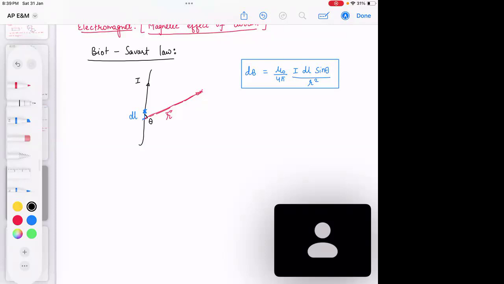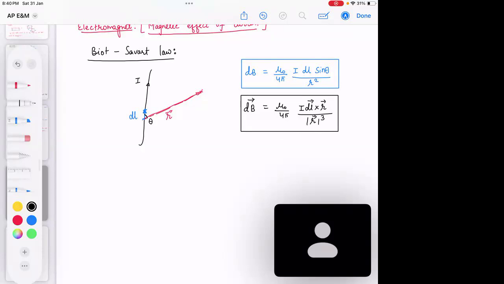So if you want to write it in the vector form, what can you write? dB vector will come mu naught by 4 pi I, dl cross r. When you write dl cross r, it becomes dl r sine theta, so in the denominator I should write r cube. Check it, both are the same thing. The only difference is that the first expression of the magnetic field is in the magnitude form and the second expression is in the vector form.